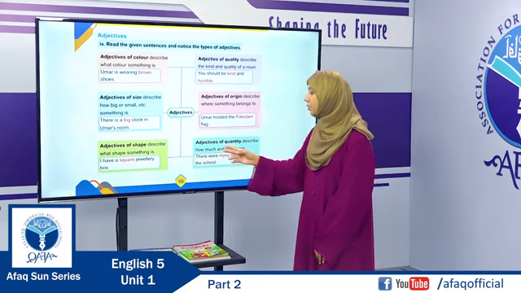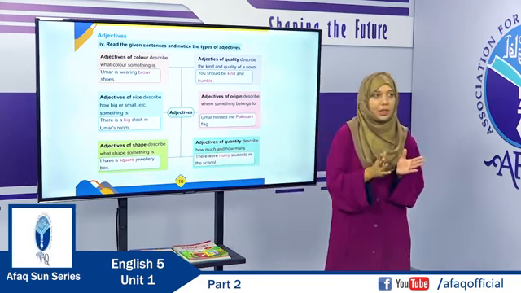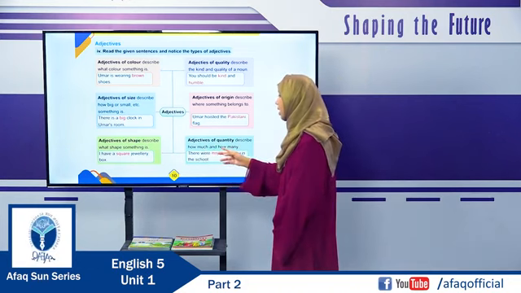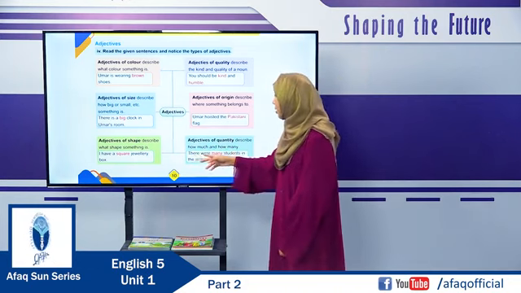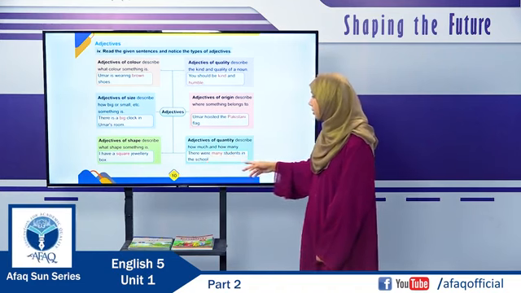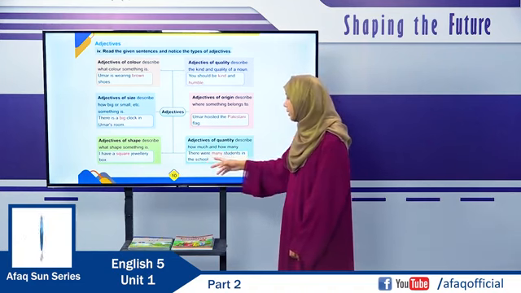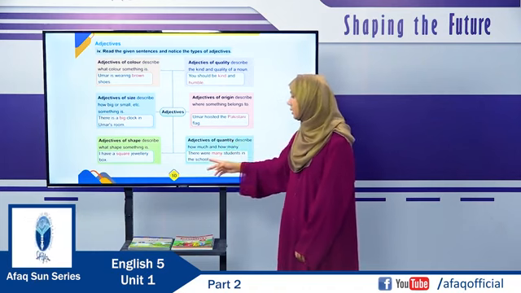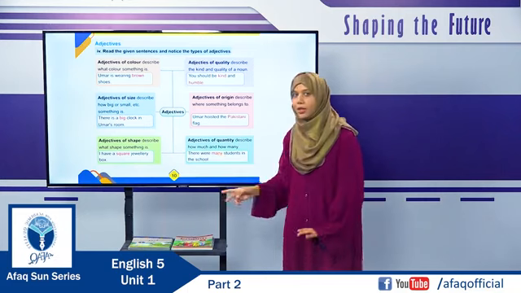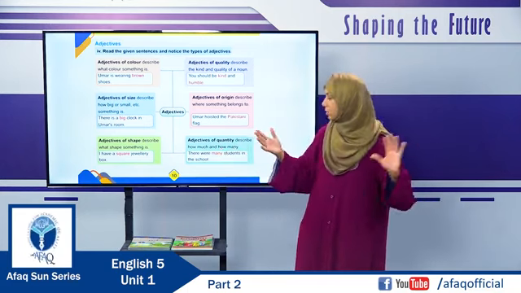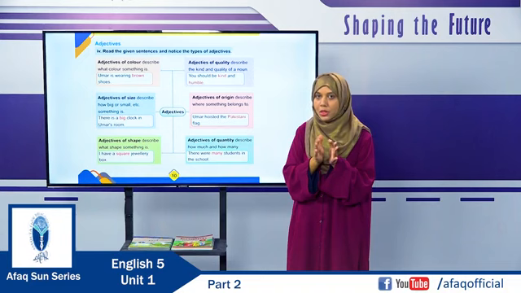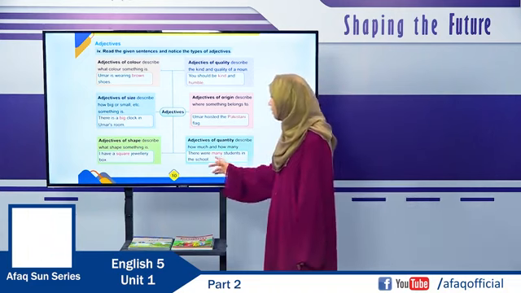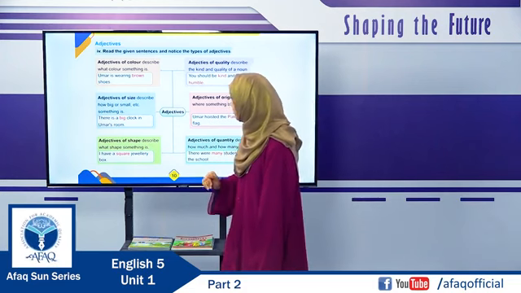Then we have adjectives of quantity that describe the quantity of something. They answer questions such as how much and how many. There are many students in the school. So many is the word here that is describing the quantity of students in the school. And this shows that there are many students in the school. There are not few students. It is describing the quantity of students.